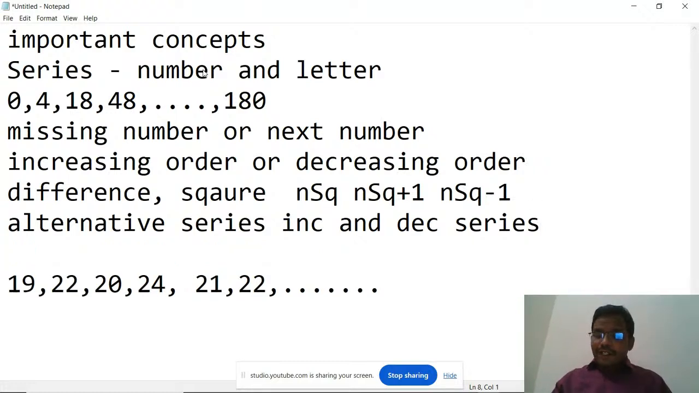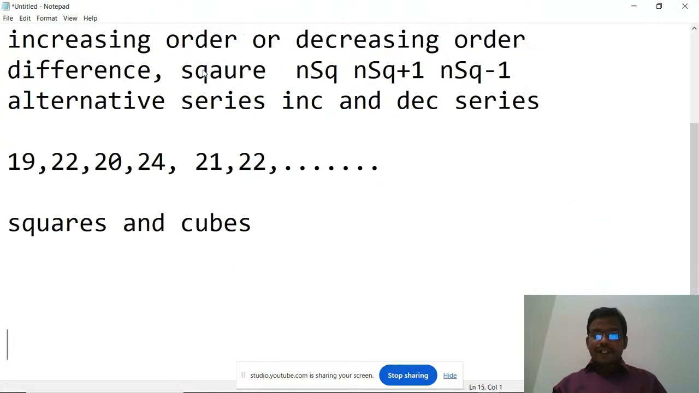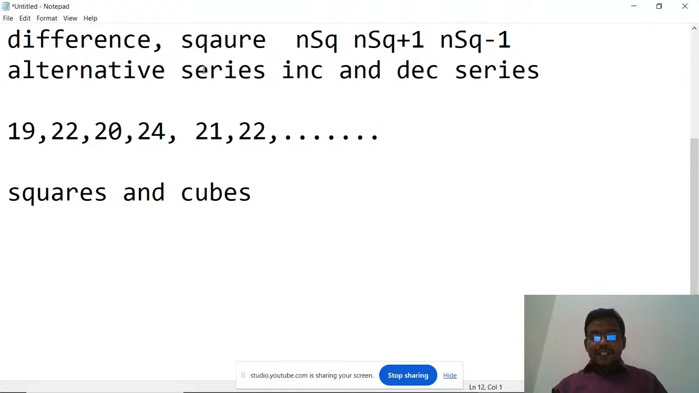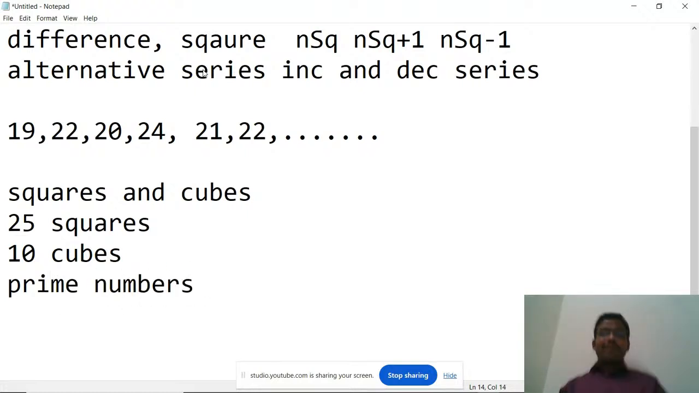But for this, everyone should remember the squares and cubes. Got it? So first of all, memorize a minimum of 25 squares and 10 cubes. These are the mandatory things along with the prime numbers, then only this concept will be very simple for us. Okay.